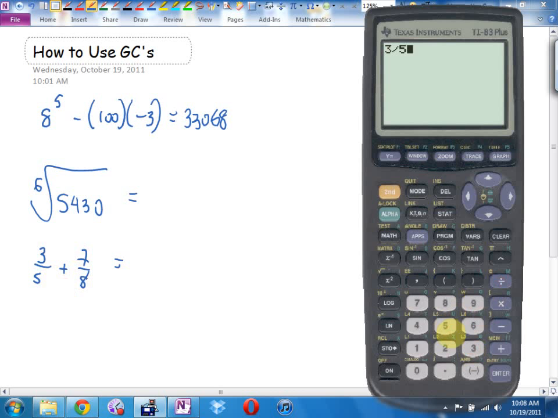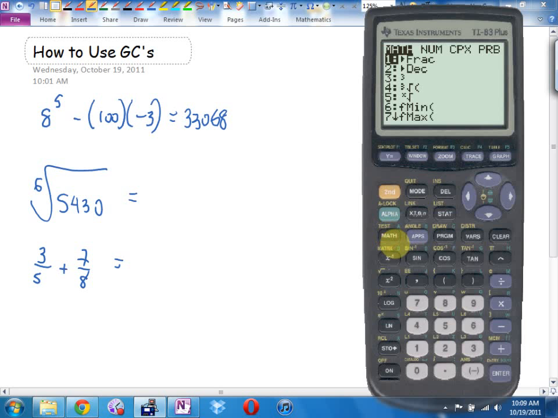3/5 divided by five. Plus 7 divided by 8. Enter. Mr. Dueck, that's a decimal. I want a fraction answer. No problem. One of the ones you'll use the most, especially in the probability section where we want our answers as fractions, if you press the math button again, the very first option goes from decimal to fraction.